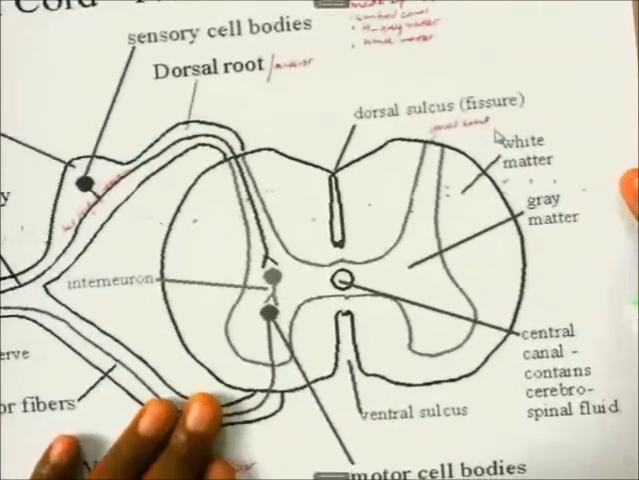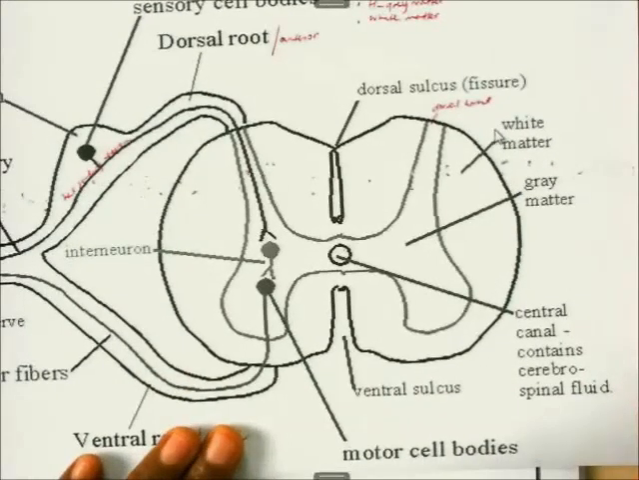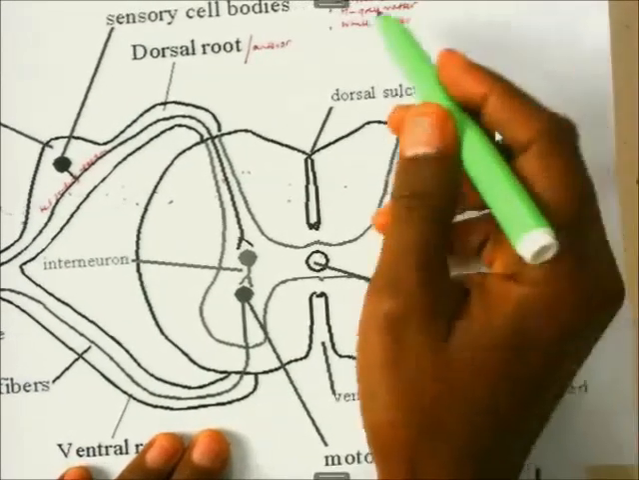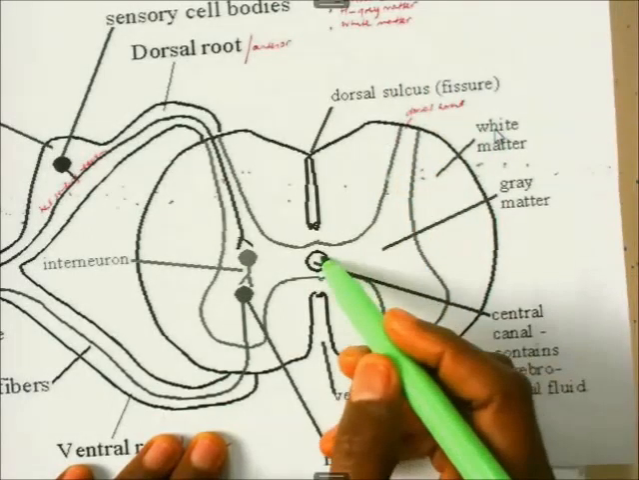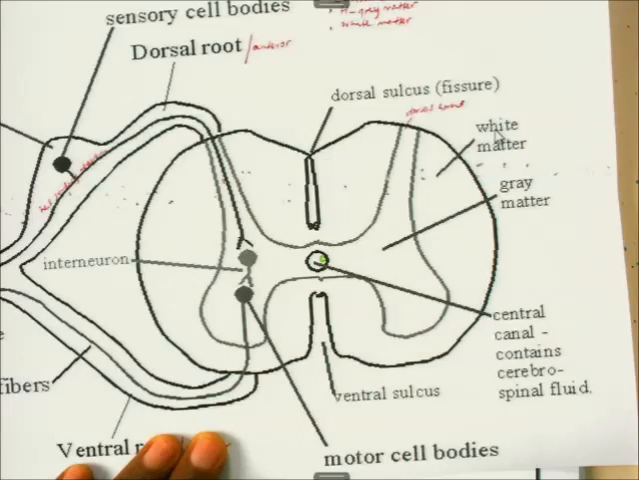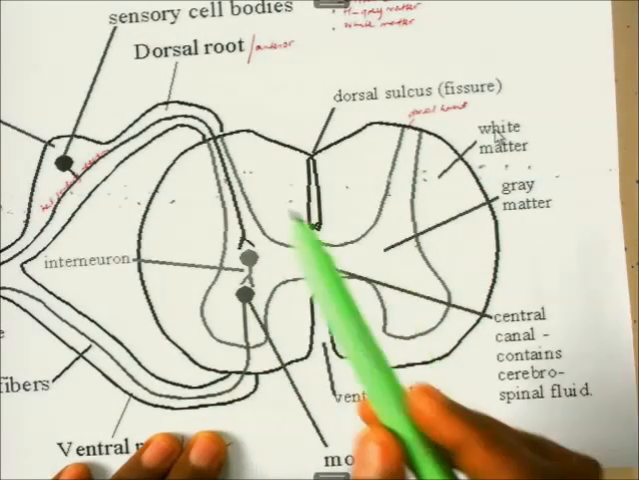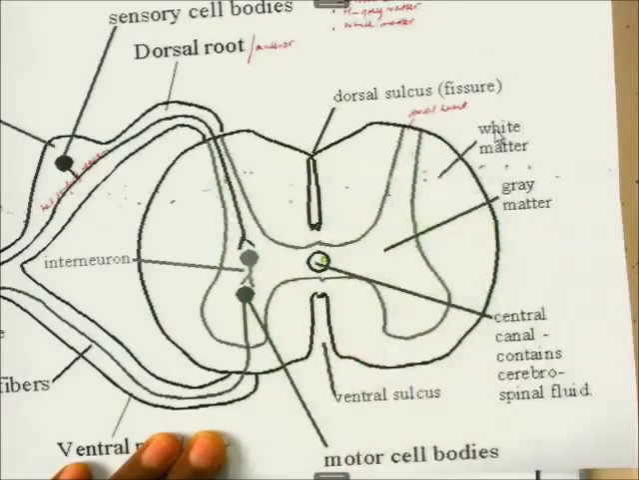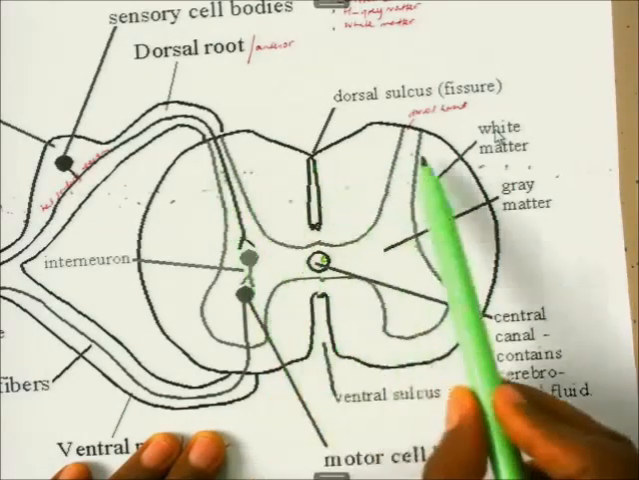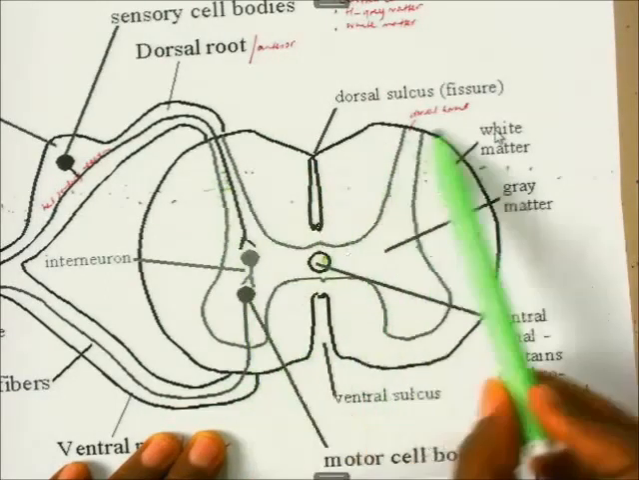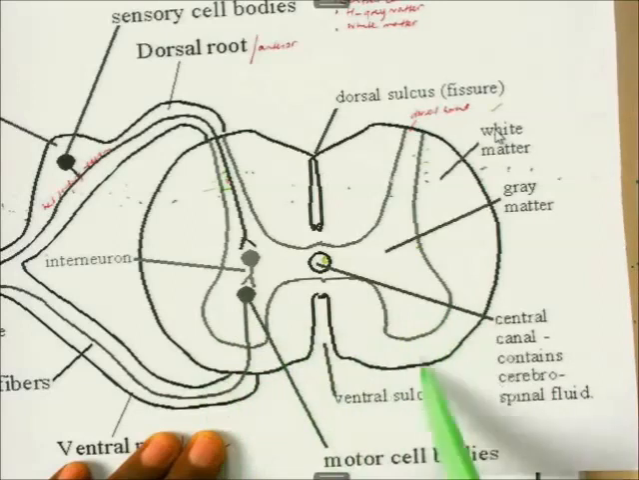This is our spinal cord. The spinal cord is made up of 3 parts. It is made up of the central canal, which is filled with the cerebrospinal fluid. It has the H gray matter. The top parts of the H gray matter are called the dorsal horns, and the bottom parts are called the ventral horns.